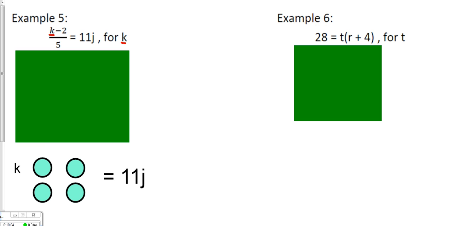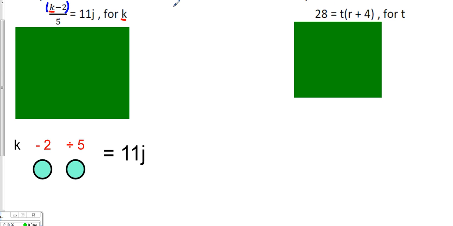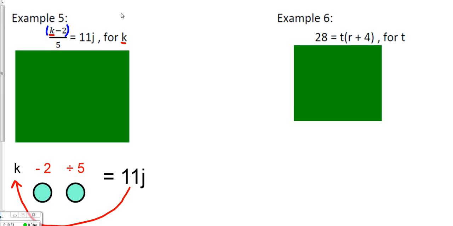subtracting the 2. Now remember, when there's this bar, there's kind of a hidden parentheses here. So it's saying all of this is happening first, then dividing by 5. So technically, what's happening is we're taking k, we're subtracting 2, then we're dividing by 5, and in the end, that's going to equal this 11j. So as we work our way backwards from 11j to k, getting k all alone, we just do the opposite of each of those steps.